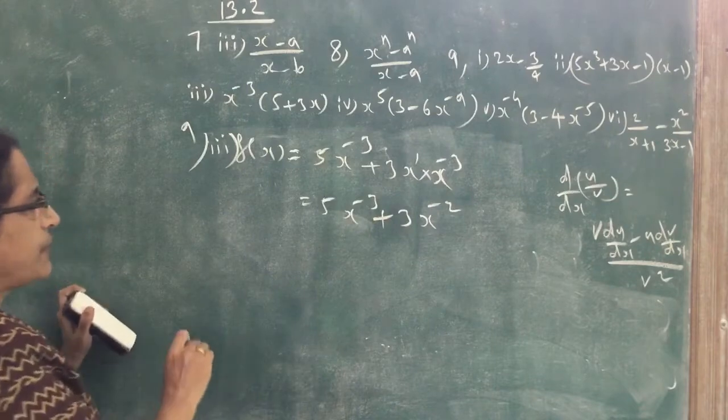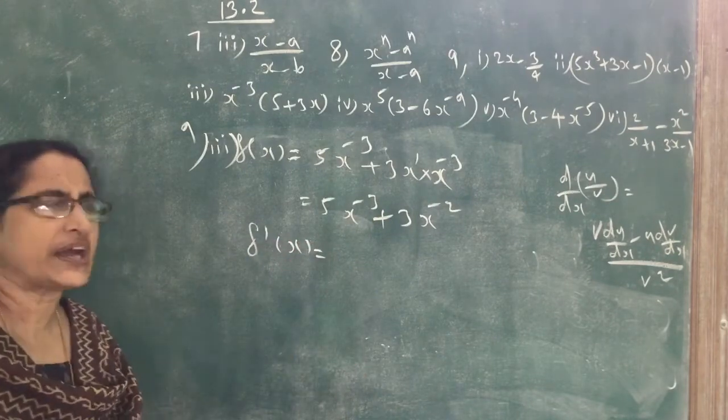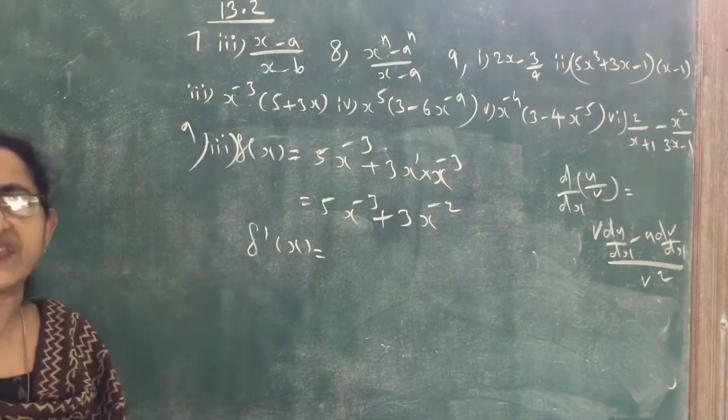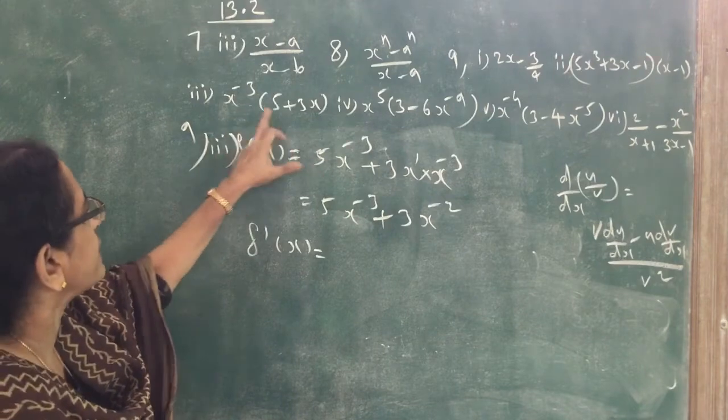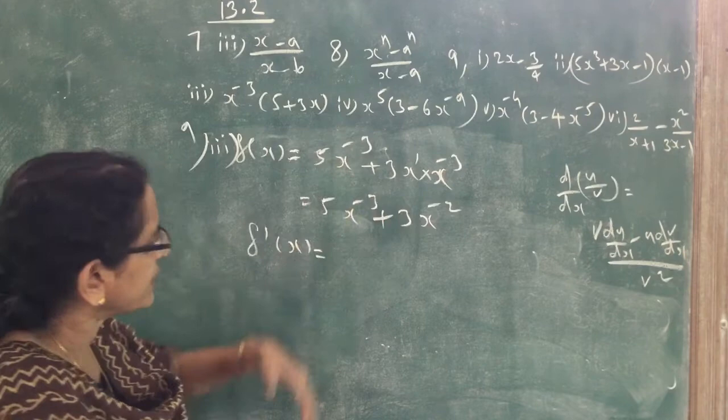Now we can find the derivative f dash x. F dash x equal to. Either you can apply the product rule here, or first multiply and then find the derivative. So we multiplied 5 into x raised to minus 3 plus 3 into x raised to minus 2. Now we can find the derivative.